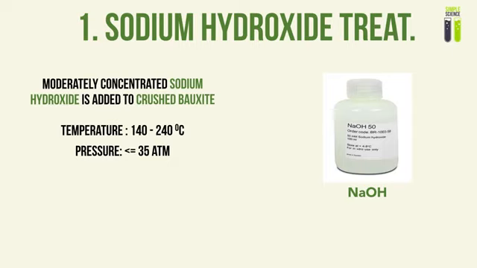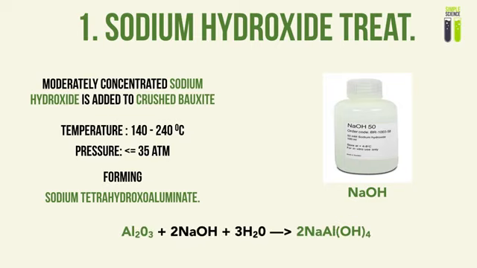It's very high pressure conditions, and we are going to form a substance called sodium tetrahydroxoaluminate. And that is the basic equation to produce this substance. So that's the first process. Aluminium oxide reacts with sodium hydroxide in the presence of water to produce sodium tetrahydroxoaluminate.